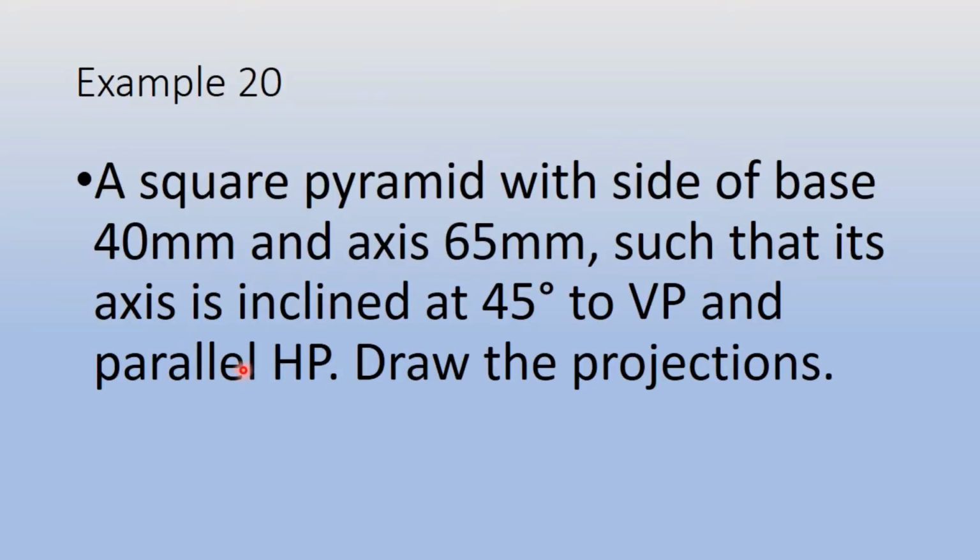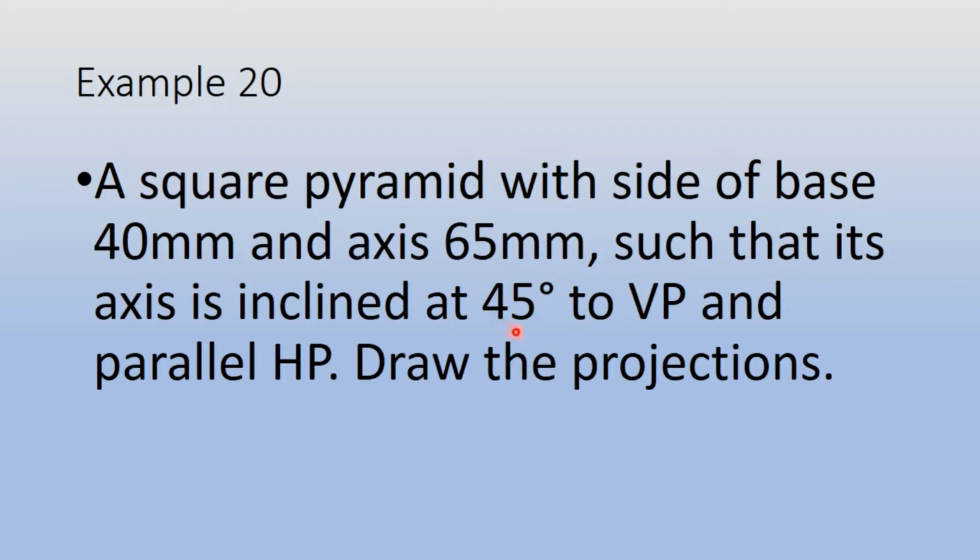This is example number 20. A square pyramid with side of base 40 mm and axis 65 mm long is such that its axis is inclined at 45 degree to VP and parallel to HP. Draw the projections. So here also we are having a square pyramid of side 40 mm and the axis height 65 mm. It is given that it is inclined at 45 degree to VP.